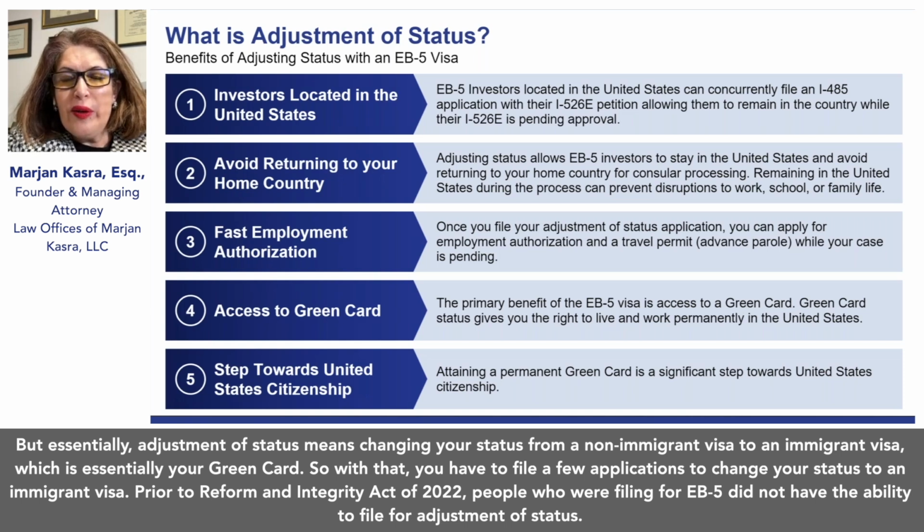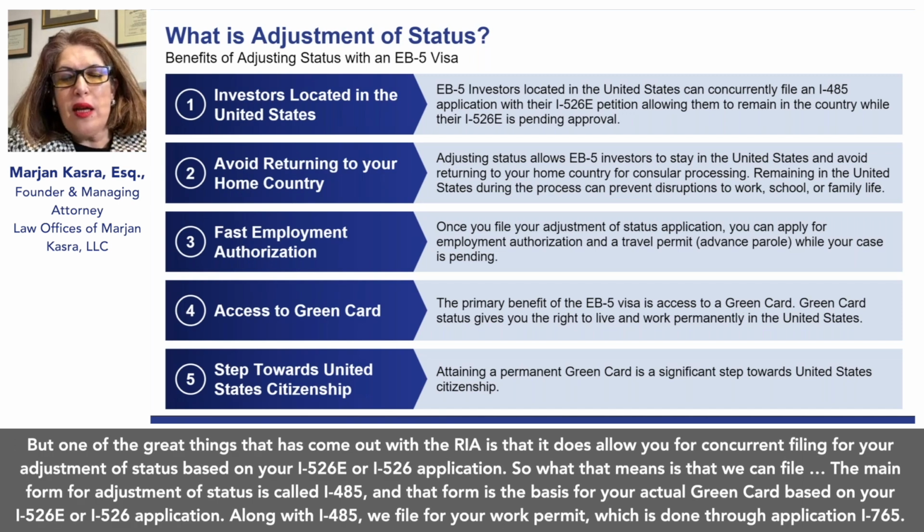Prior to the Reform and Integrity Act of 2022, people who were filing for EB-5 did not have the ability to file for adjustment of status. But one of the great things that has come out with the RIA is that it does allow you for concurrent filing for your adjustment of status based on your I-526E or I-526 application. So what that means is that we can file the main form for adjustment of status, which is called I-485.